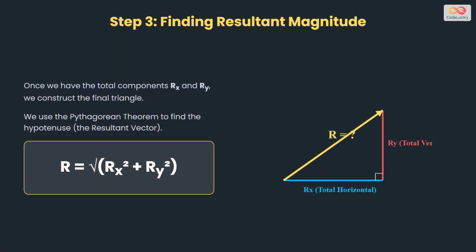Now that we have the total x and total y, we have essentially created a large right-angled triangle. To find the length of the hypotenuse, which is our resultant vector r, we use the Pythagorean theorem. A squared plus b squared equals c squared. In our case, r is the square root of rx squared plus ry squared.